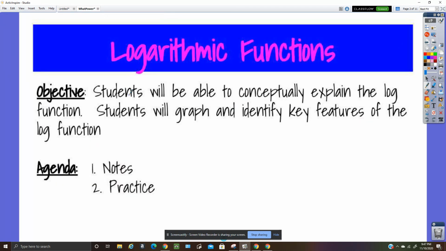So the next slide is the objectives. Students will be able to conceptually explain the log function. Students will graph and identify key features of the log function. So we're going to take notes and do some practice within here. You should do all this on Desmos slides. I decided to just try something different, just writing on the slides here. It's a hard copy of the Desmos slides, which I also post on the classroom.